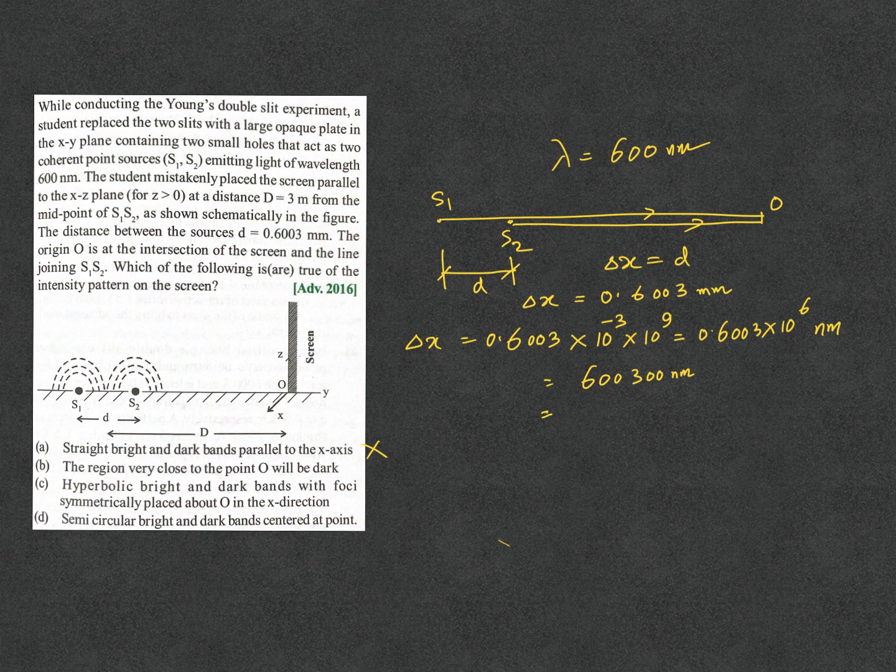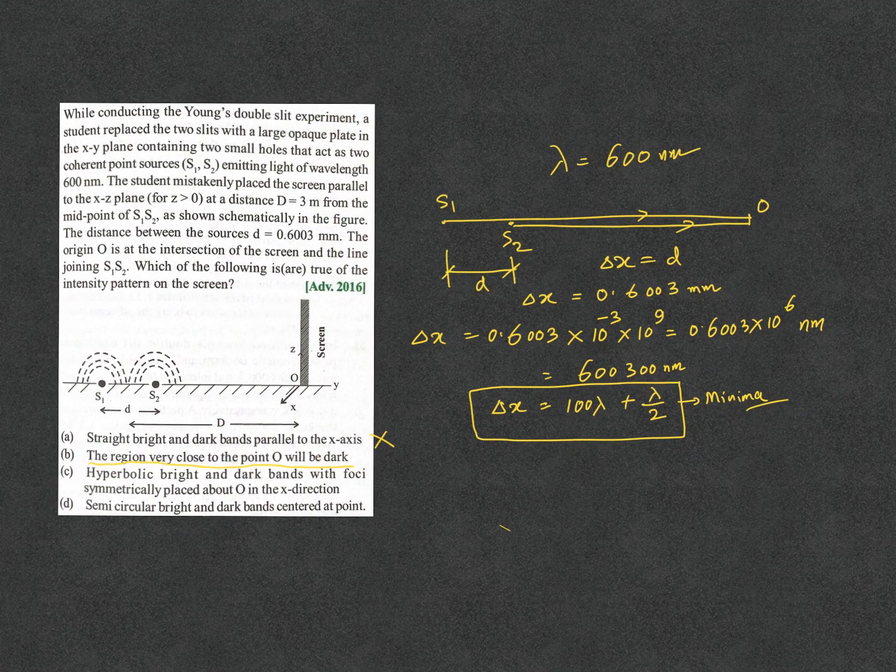So that means this is 600 lambda plus lambda by 2, right? You see, that means delta x, path difference, is 600 lambda plus lambda by 2. So now you have this as the minima surely. So the option B is correct. The region very close to point O will be dark.